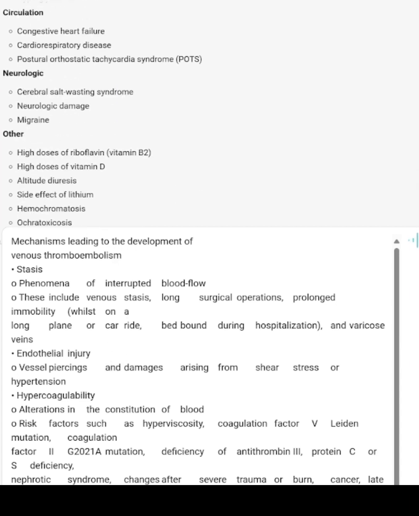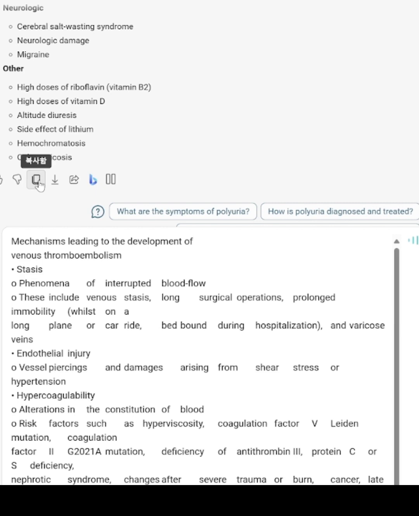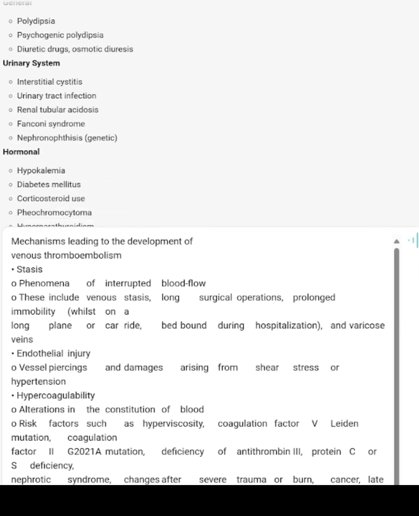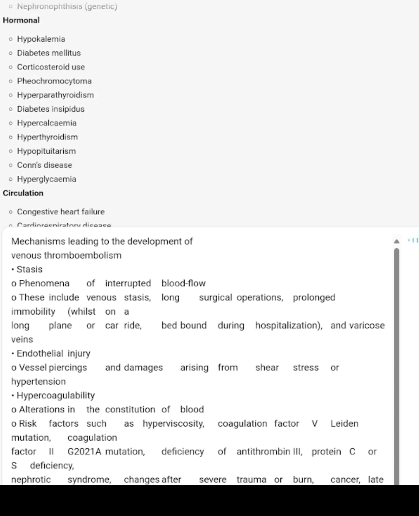Polyuria, differential diagnosis. General: polydipsia, psychogenic polydipsia, diuretic drugs, osmotic diuresis. Urinary system: interstitial cystitis, urinary tract infection, renal tubular acidosis, Fanconi syndrome, nephronophthisis, genetic. Hormonal: hypokalemia, diabetes mellitus.